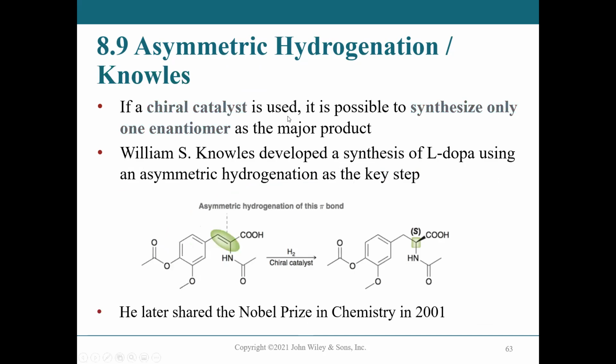So if a chiral catalyst is used, it is possible to synthesize only one enantiomer as the major product. William Knowles developed a synthesis of L-DOPA using an asymmetric hydrogenation as the key step. So you can see, here we have the asymmetric hydrogenation of this pi bond right here. He later got the Nobel Prize in Chemistry in 2001.